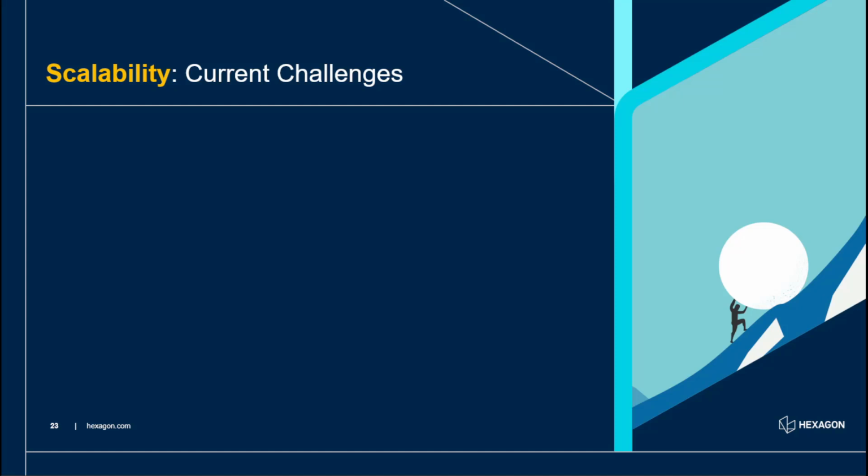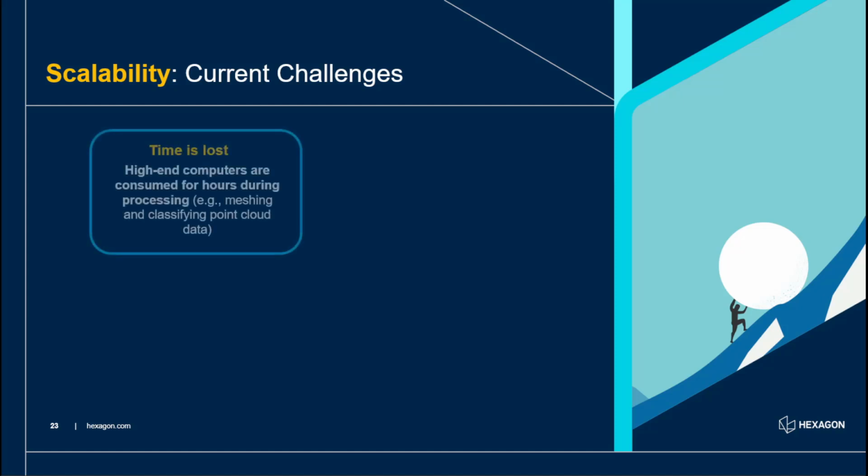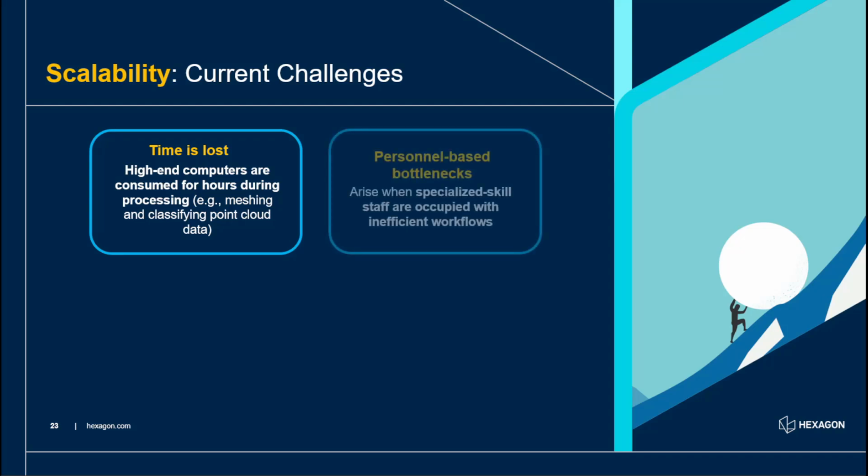Now, the next challenge I want to very quickly talk about is scalability. So scalability, obviously, how do we grow the platform? Now, firstly, obviously, you can scale this however big you want, from 1 terabyte all the way up to even hundreds of terabytes if you wanted to. Time ultimately can be lost when high-end computers are used for processing. So whether that's in meshing steps or classifying, even exporting, that can cause a lot of time lost and can cause bottlenecks in your day-to-day processing.